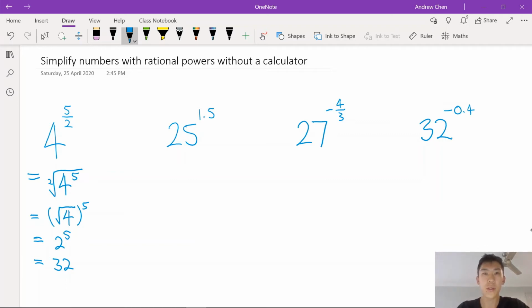That's why I said you should know some of your common powers. Eventually, once you really pick this up and become more fluent at this, you'll be able to recognize when you have to do this and do it a lot quicker. So let's do the next one.